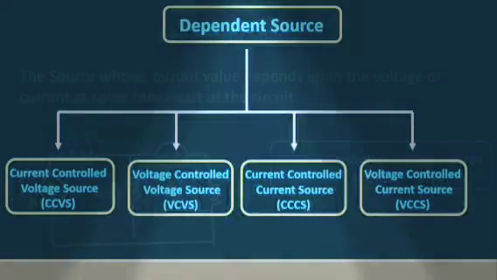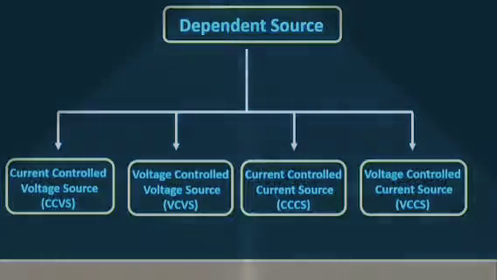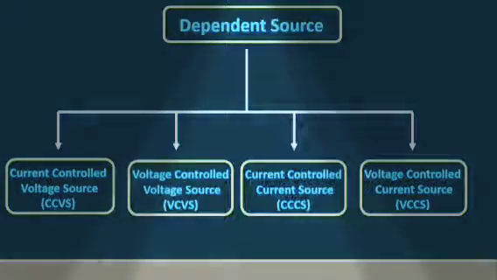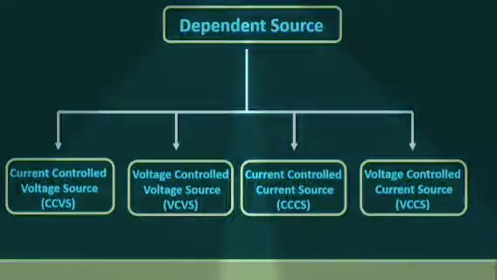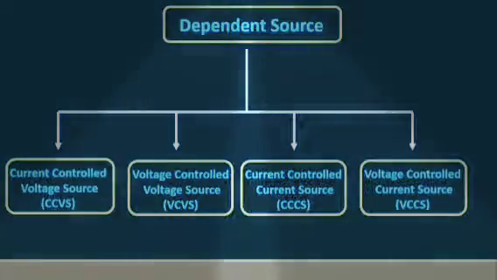Dependent sources are of 4 categories. Number one is current controlled voltage source, CCVS. Second one is voltage controlled voltage source, VCVS. Third one is current controlled current source, CCCS. And the last one is voltage controlled current source, VCCS. Now discuss one by one all of them.